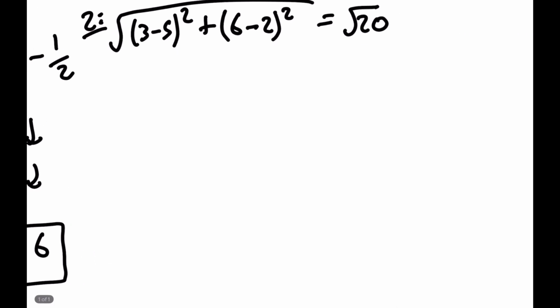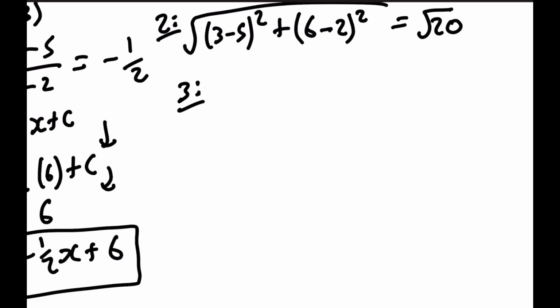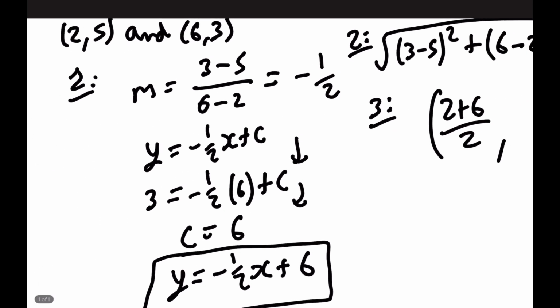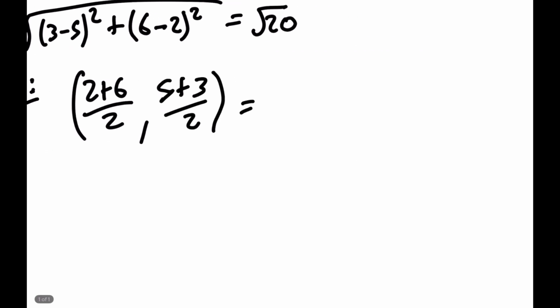Now let's go find the midpoint. To find a midpoint, we'll just do 2 plus 6 over 2 for the x, and for the y, we can have 5 plus 3, which is the y values, 5 plus 3 over 2. And this is equal to 8 over 2 and 8 over 2, which is equal to 4.